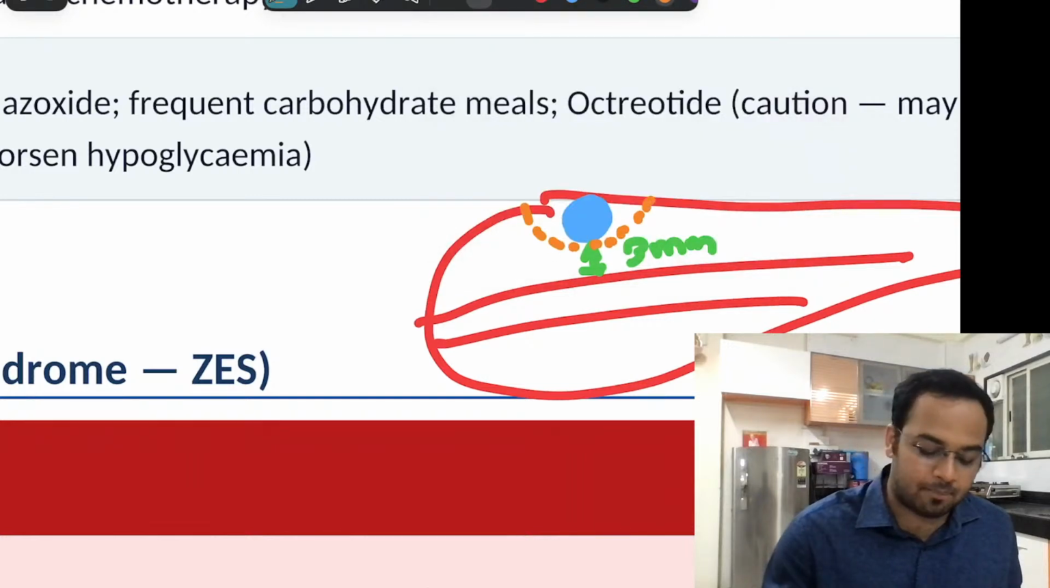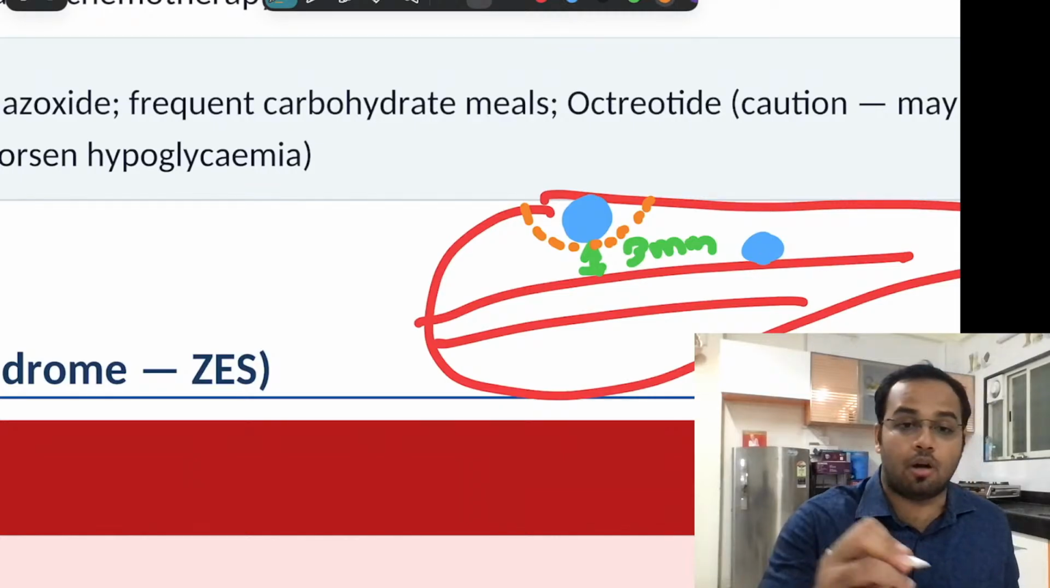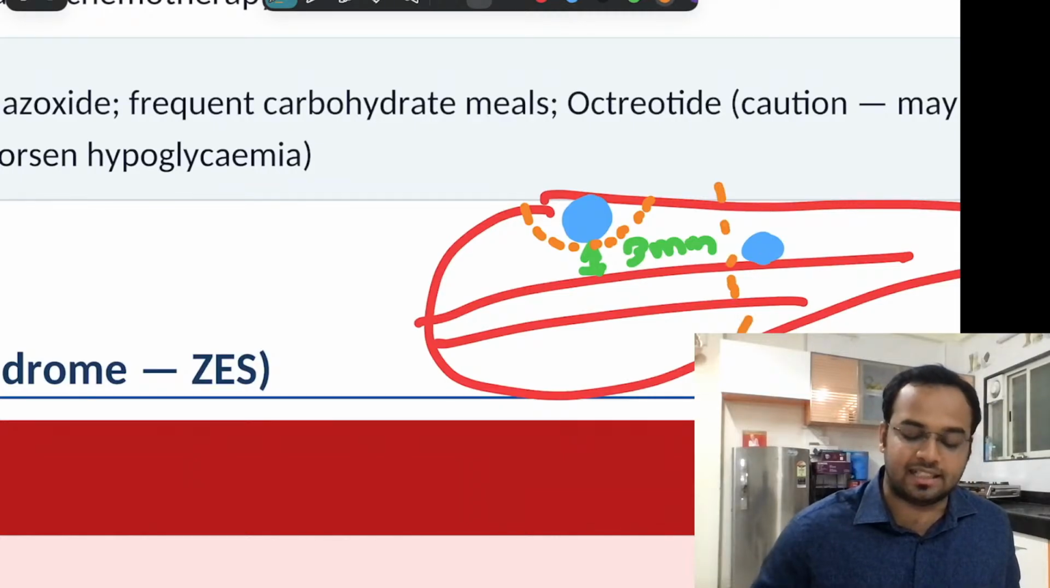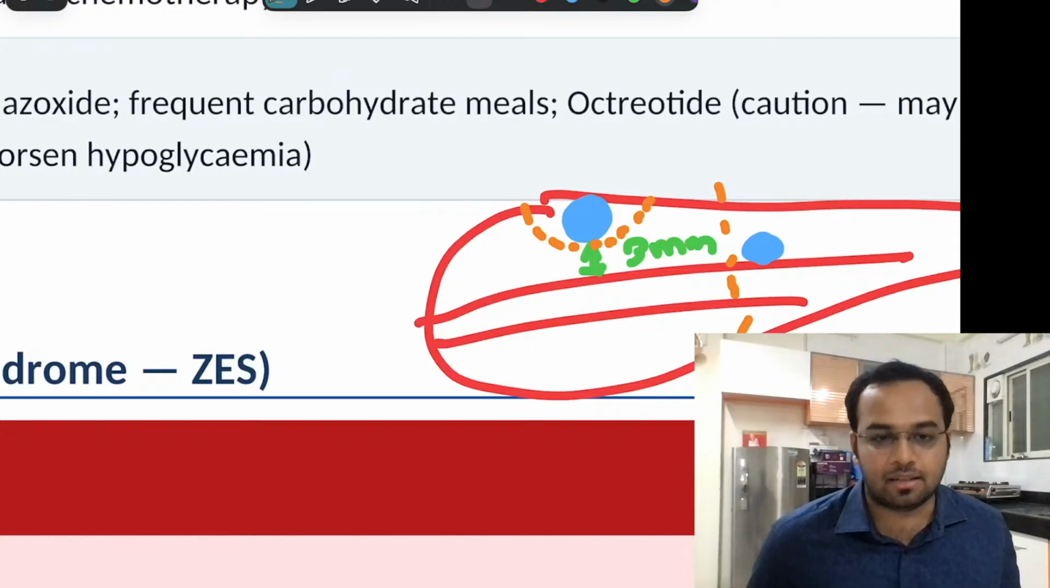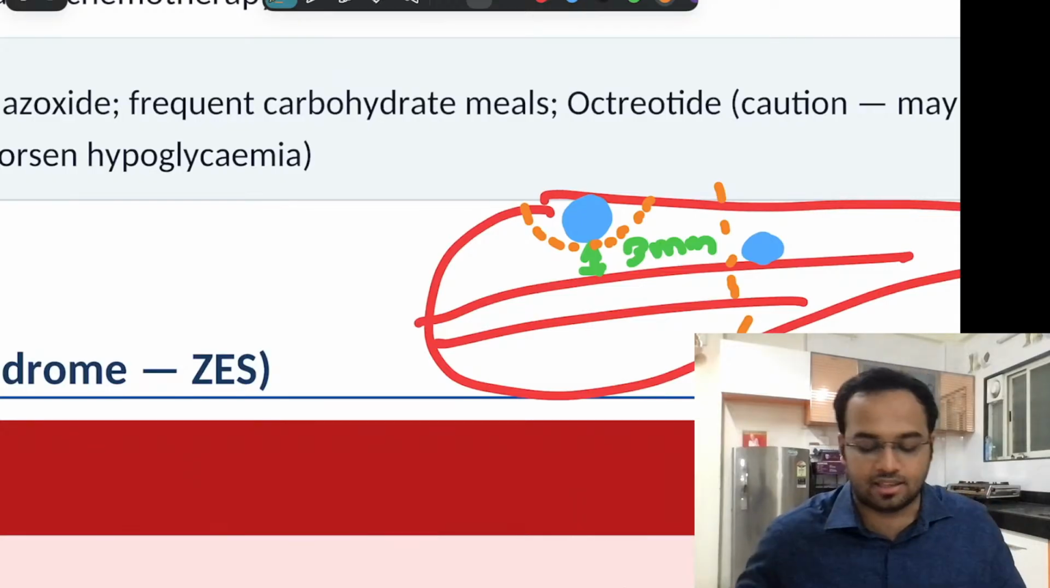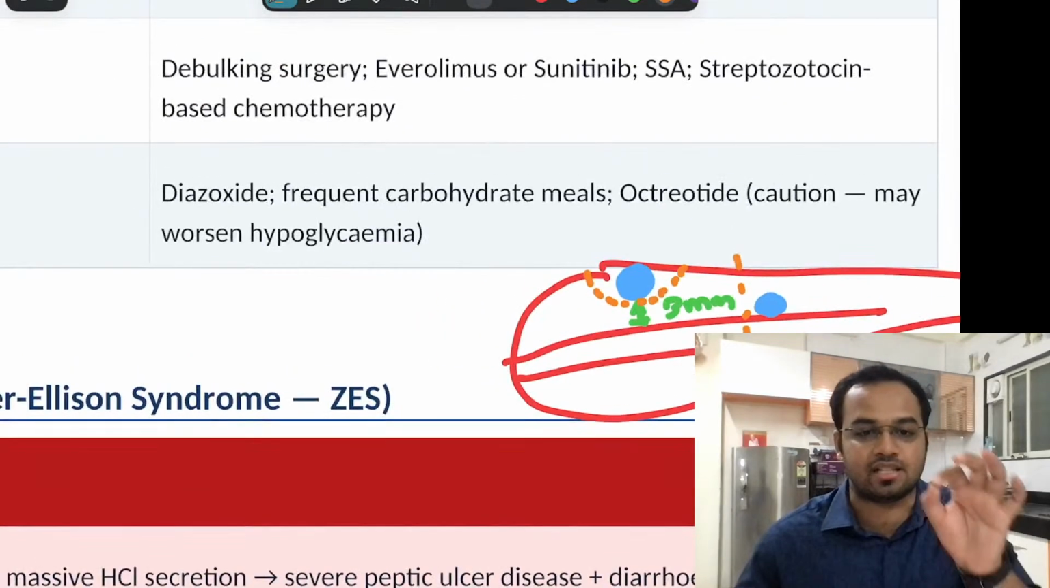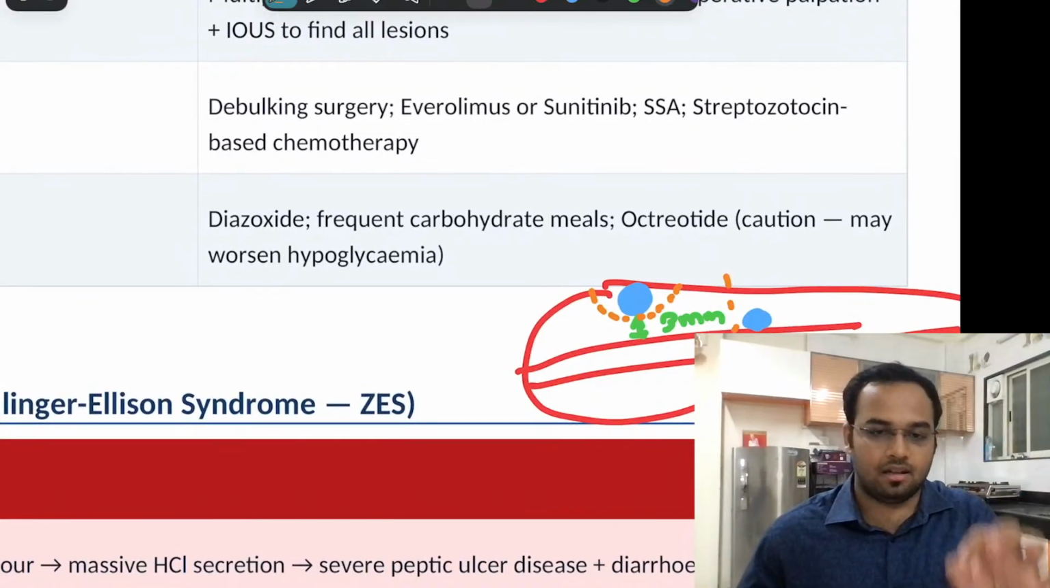But अगर ये tumor placed है near the duct, then that is the time you cannot compromise on the duct. You have to go for what is called as a distal pancreatectomy. So distal pancreatectomy कब करोगे? अगर ये tumor duct के बहुत नजदीक है तो you will go for a distal pancreatectomy. If it is away from the duct you will go for an enucleation.